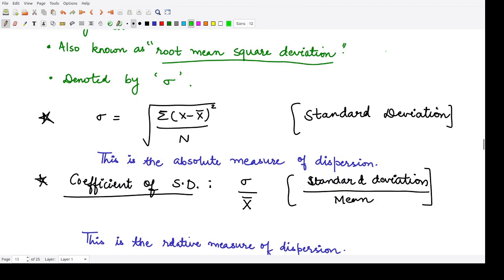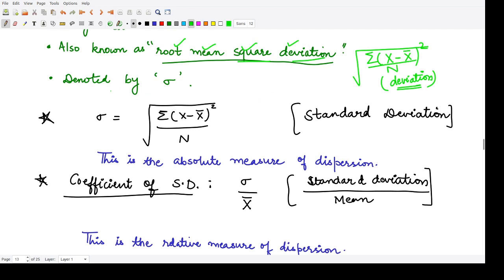So square deviations means this is your given data x, you are subtracting the mean from it, that is the deviation, right? Deviation from the mean. Deviation means that it is either up or down. So you are squaring that quantity, that means that is the square deviation. And then you are taking its mean. Taking its mean means you are adding up all such quantities and then dividing by n. And then you are taking the square root of that whole quantity. So this implies that it is also known as root mean square deviation.